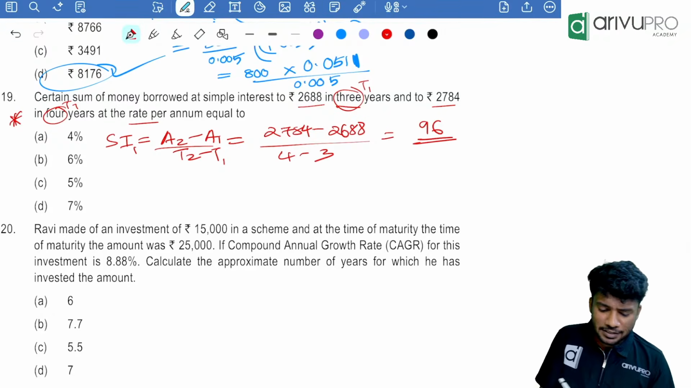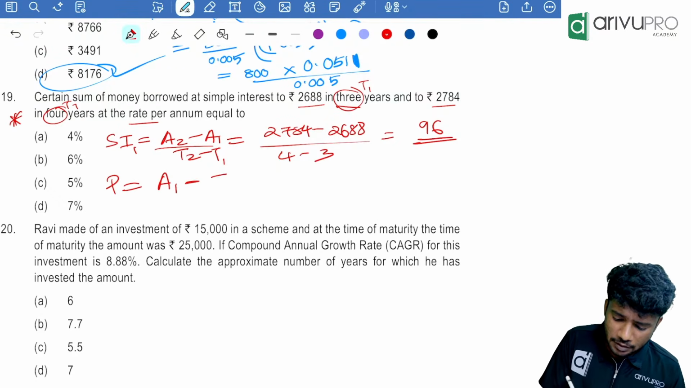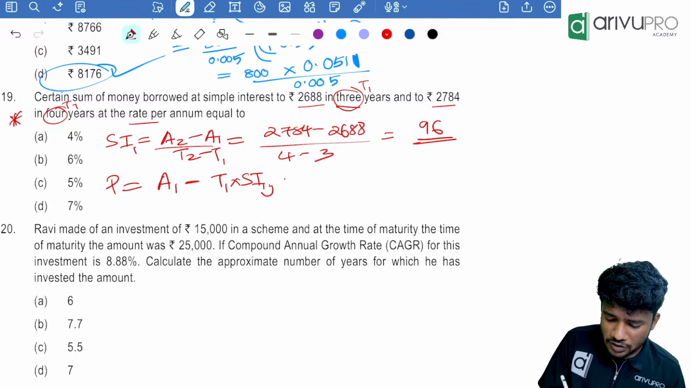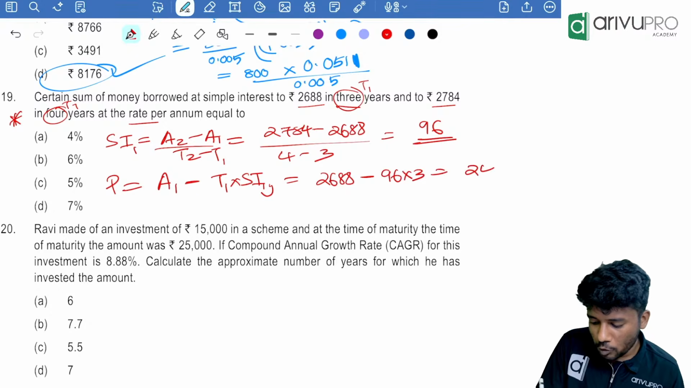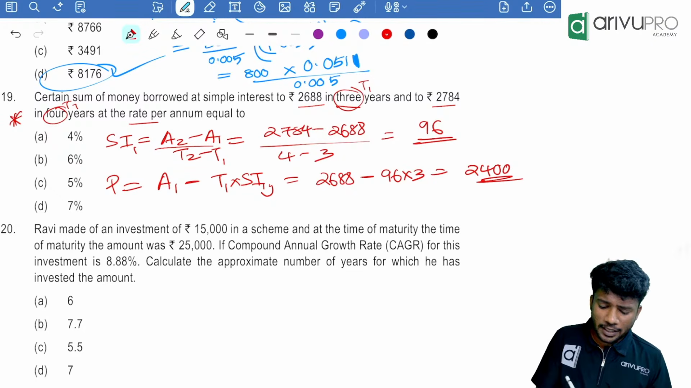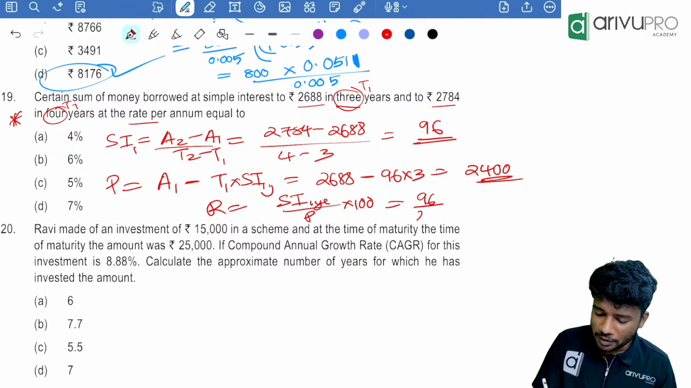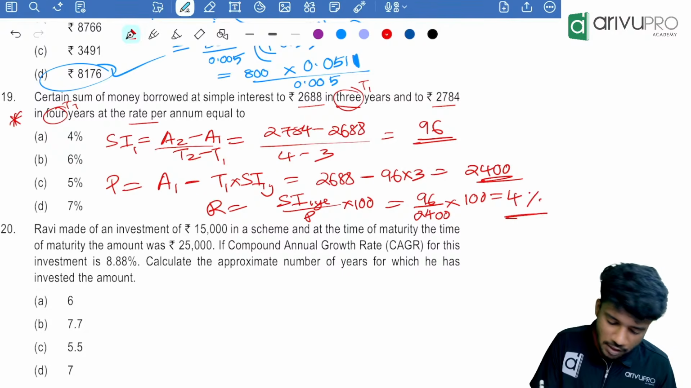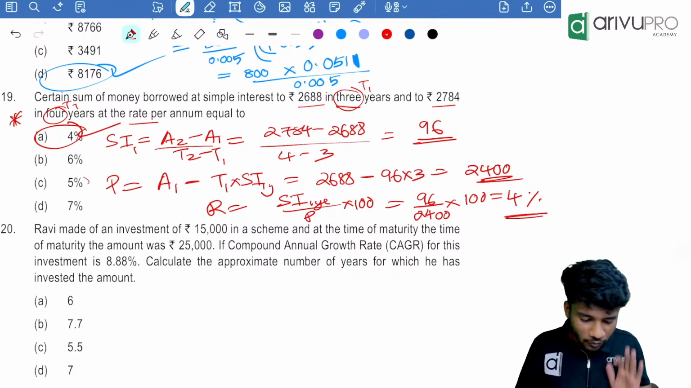You are getting 96. Now, people, we need to find the principal. Principal is nothing but A1 minus T1 into SI for 1 year, which is 2688 minus 96 into 3, which is equal to 2400. Now you have the principal amount and the SI for 1 year, then rate percentage is SI for 1 year divided by principal into 100, which is 96 divided by 2400 into 100, which is equal to 4%. Option A is your answer. I hope that everyone got it.